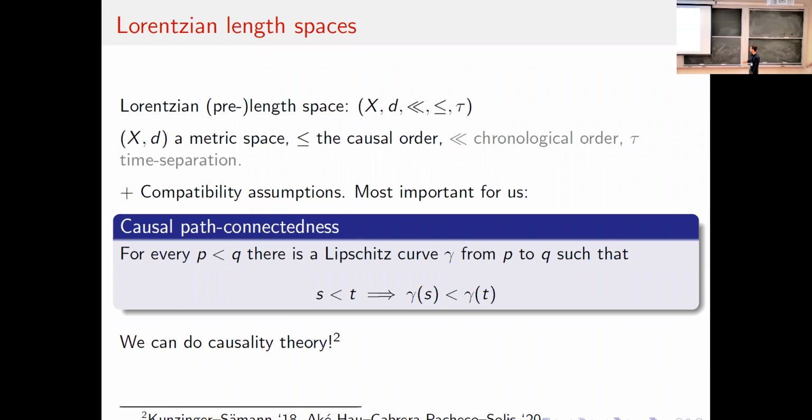And with this, we can do causality theory, and in fact, these 2 papers, the original one by Kunzinger and Sämann, and then this one by Aké Hau, Cabrera Pacheco, and Solis, they replicate the whole causal ladder of spacetimes in the setting of Lorentzian length spaces.